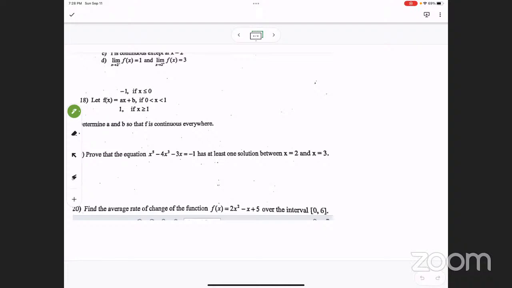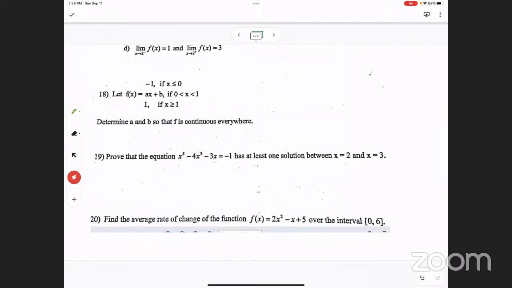18. It says, let f of x equal ax plus b if x is between 0 and 1, and 1 if it's greater than 1. Determine A and B so that f is continuous everywhere. So we want to make A and B work out so that when I plug in zero, I want ax plus b to equal this one up here, negative 1.